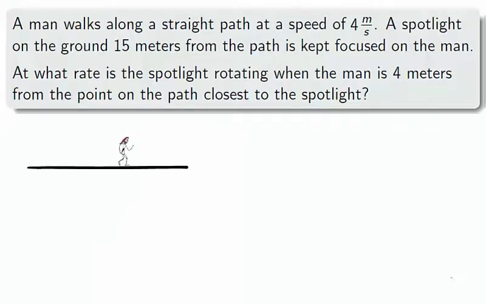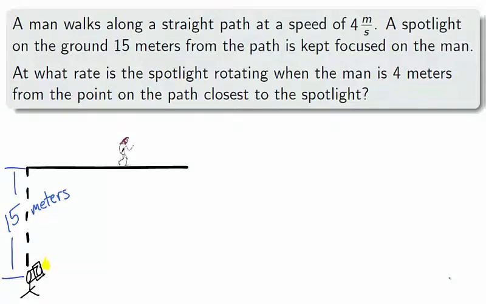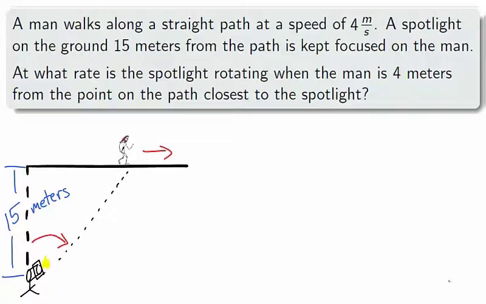We begin with a man who's walking along a straight path. A spotlight on the ground 15 meters from the path is kept focused on the man. As the man walks to the right, the spotlight will be rotating with him. We solve this problem by asking our 3 questions.